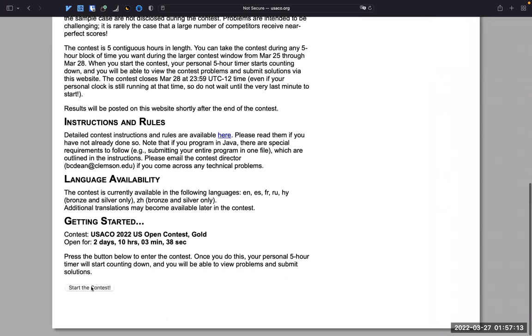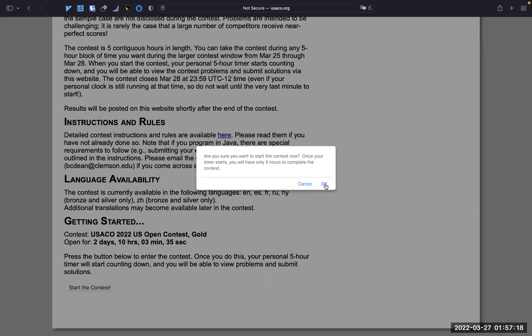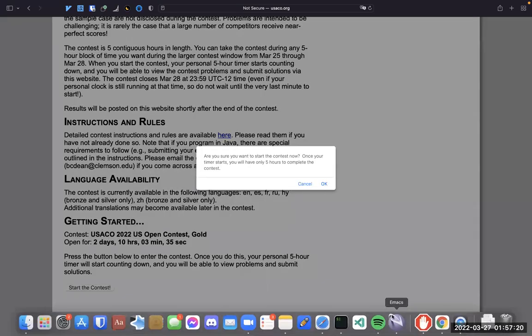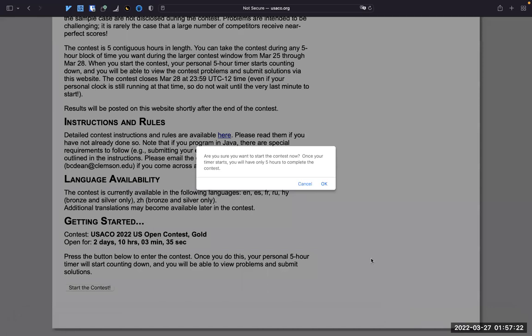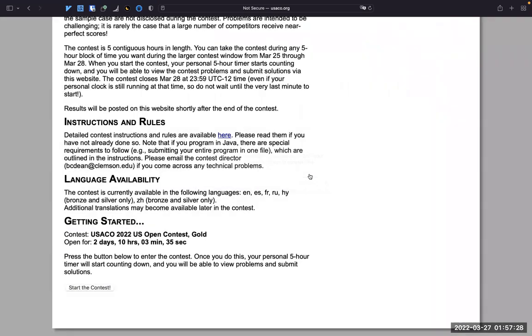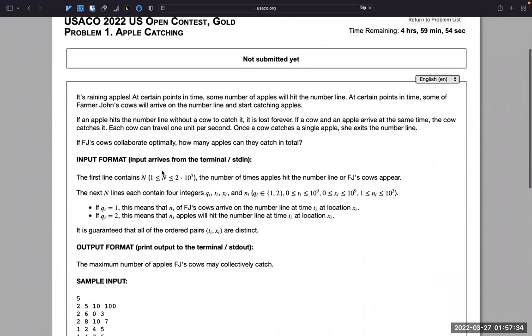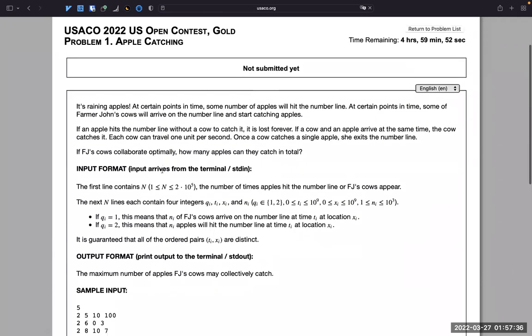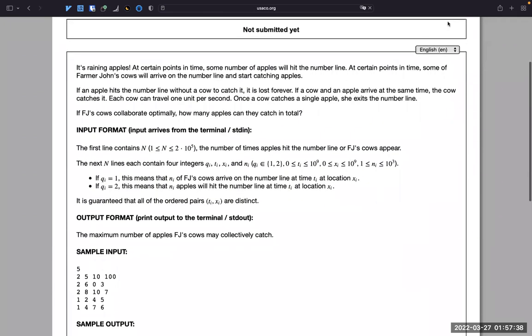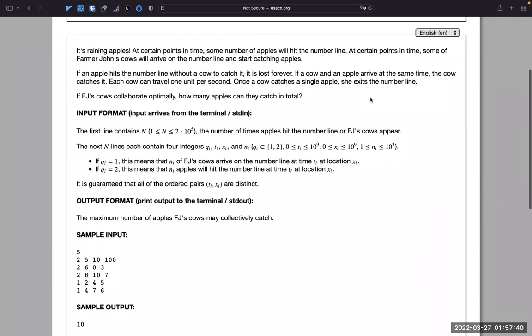Okay, so we will start the contest and see how it goes. Let's do this. All right, so we have three problems. Apple catching is the first one. So I'll let you guys read it while I read it as well.